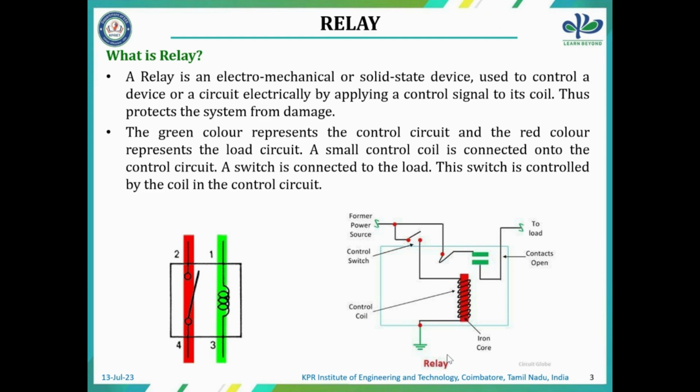Here I have drawn the relay circuit. It has a control circuit and a control coil. The contacts open, from the power to the load. If we energize this coil through the iron core, where the copper coil is wound on the iron core, and we supply that particular coil, it energizes and moves the contacts from open to close. So it supports the transfer from the power source to the load. That is how the relay works.